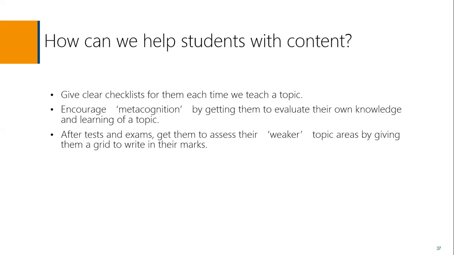So we can give them clear checklists for each time we teach a topic so that they can go through them and make sure that everything on that checklist has been covered, and they know which bit of their learning relates to that checklist. We need to encourage metacognition, getting them to evaluate their own knowledge. And then after they've done tests and exams, get them to assess their weaker topics by giving them a grid to write their marks in that will highlight where they need to focus their revision.